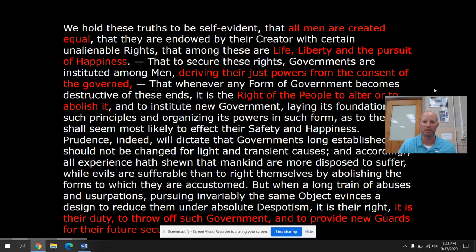So this is where we're going to start getting into the Articles of Confederation, and then we've got to look at the Constitution, and then again, like I said, we're going to look at other documents along the way as we get further and further into this.